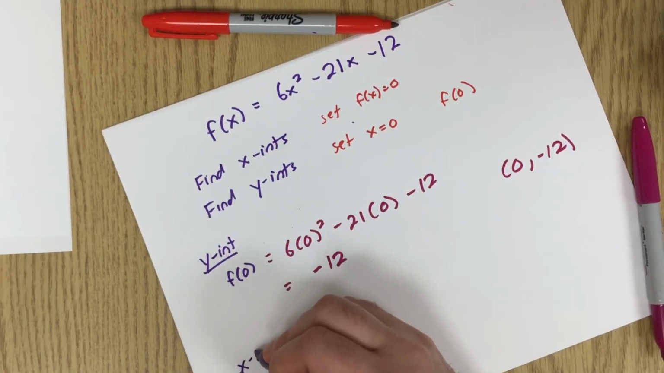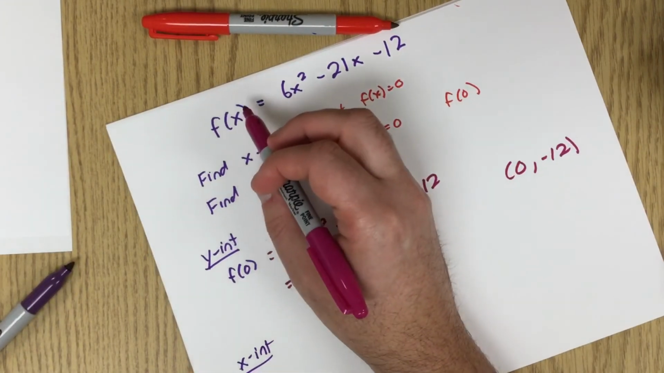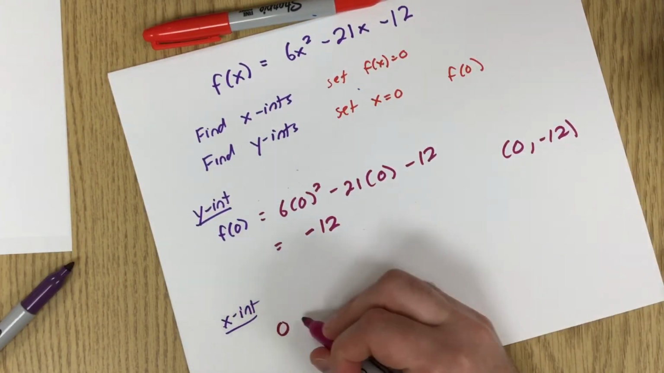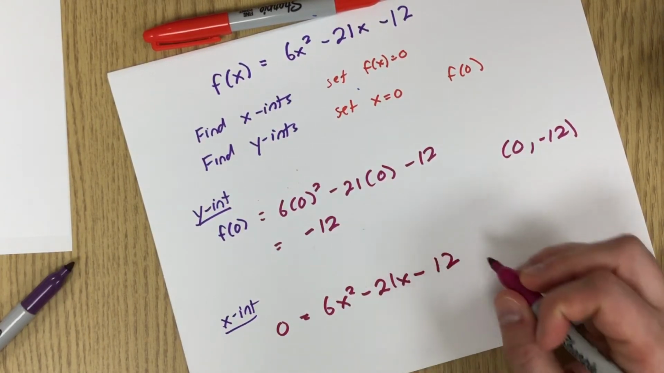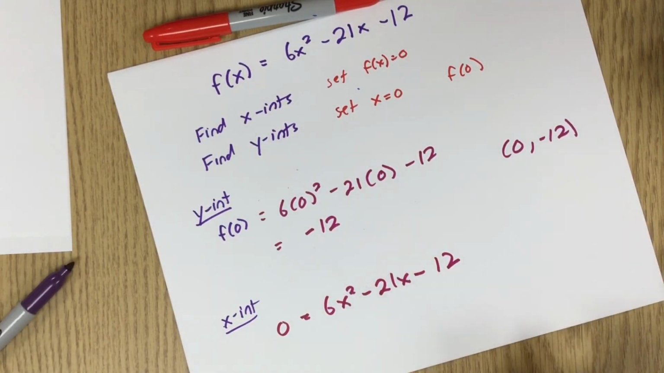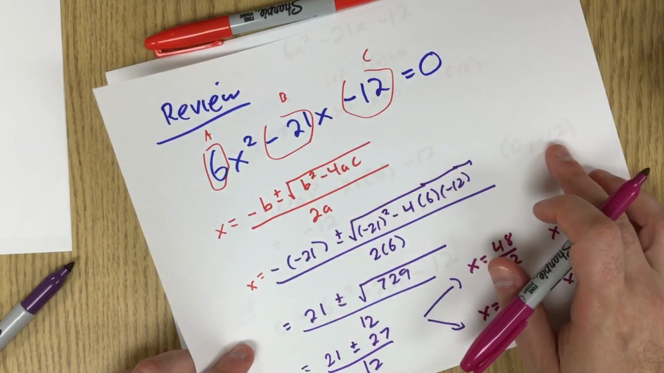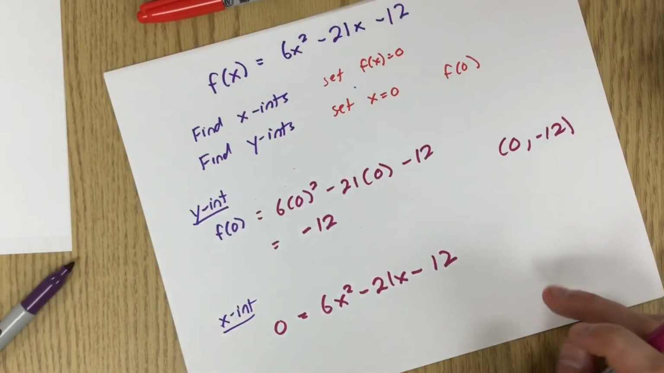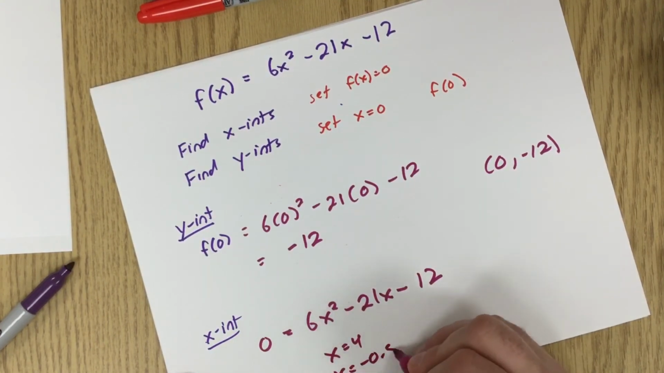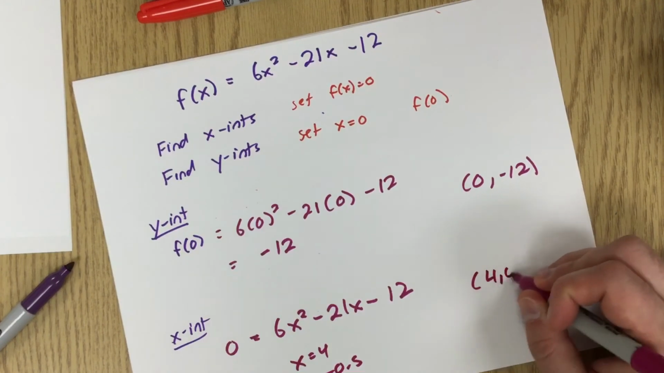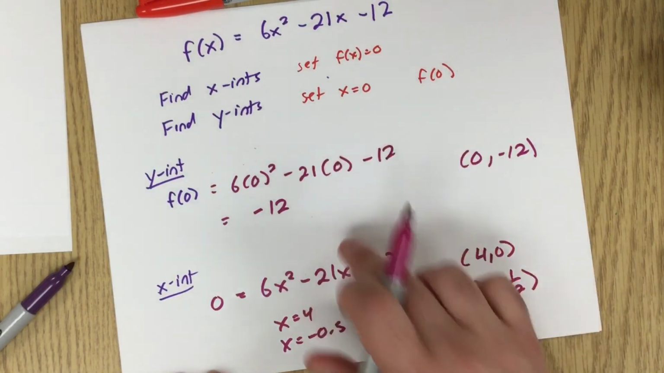For the x-intercept, we make f of x equal to 0. So we're going to get 0 equals 6x squared minus 21x minus 12, and then we solve for that. And what do you know? We actually did that already. We solved 6x squared minus 21x minus 12 equals 0. The answers were 4 and negative a half. So x would be equal to 4, x would be equal to negative a half. And so the x-intercepts are 4, 0, or negative a half, 0. Y-intercepts, x-intercepts.